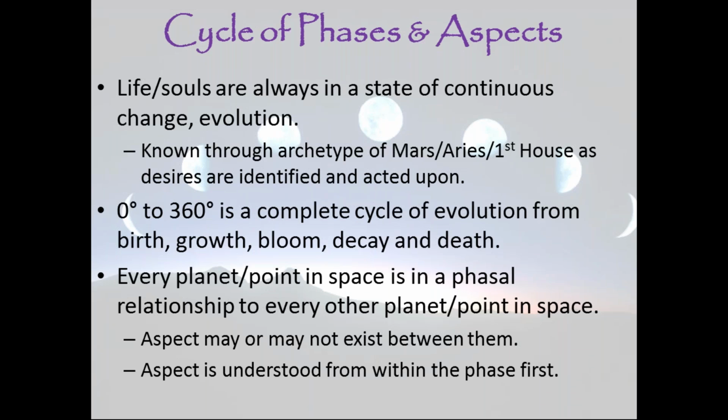Remember, life or us souls, we are always in a state of continuous change and evolution. And this is known through the archetype of Mars, Aries, first house, the initial archetype of the zodiac, in which we are always instinctively acting upon that desire nature in some way, the leading edge of the separating and the returning desires. And if we look at 0 to 360, it represents a complete cycle of evolution from birth, growth, bloom, decay, and death to rebirth again.